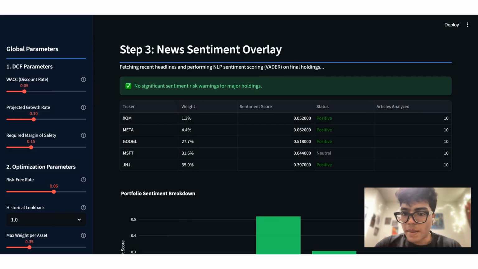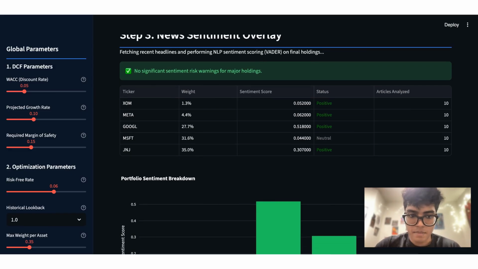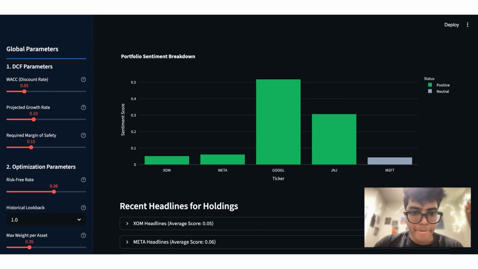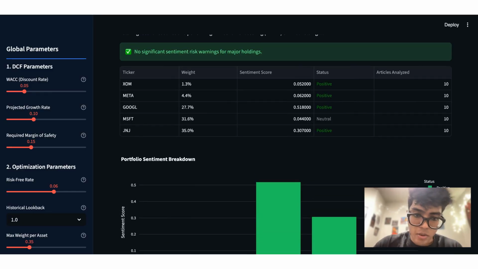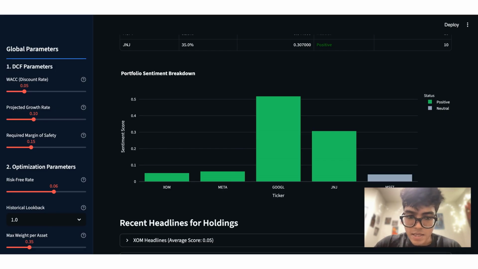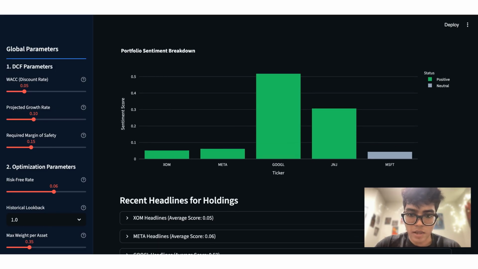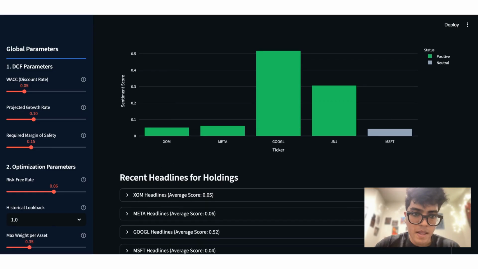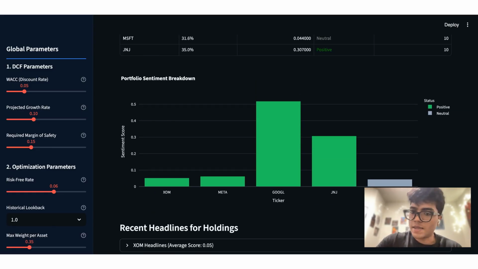As you can see, all of them got a positive score except Microsoft, which got a roughly neutral score. That means no significant sentiment risk warnings for all these major holdings, which is a green flag. And it would basically mean that the sentiments don't contradict our fundamental position. As you can see in the bar chart, it will help us visualize these scores. Microsoft has a neutral sentiment at around 0.1, and you can see Google has the highest positive in our list.